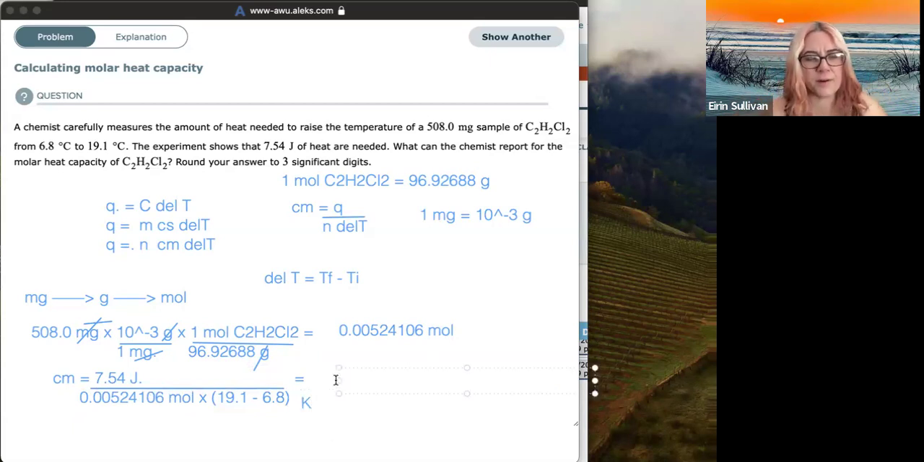I've been naughty because I didn't put my units in. So you should see my units come out as joules per mole per Kelvin. So I'm not very good at using my calculator. 7.54 divided by 0.06446. I think I put the right number of zeros in. I was trying to remember the number that came on the bottom.